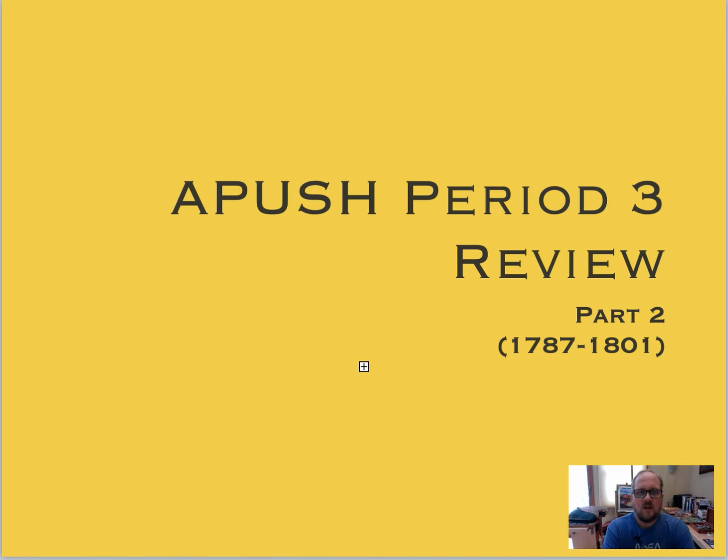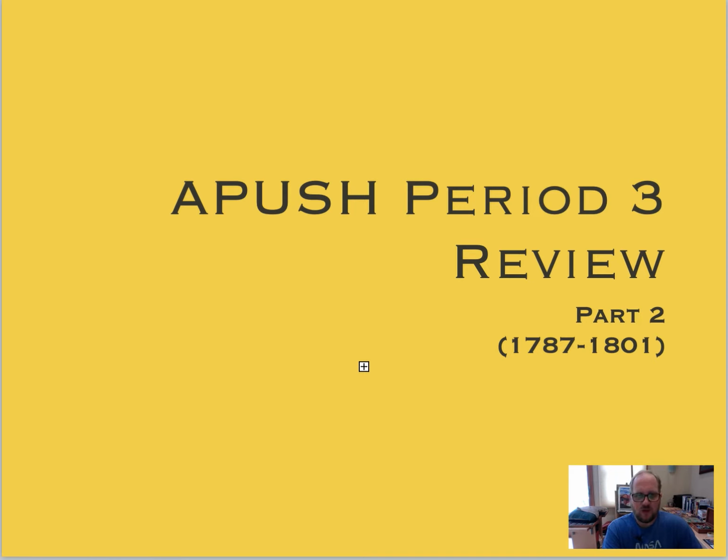Welcome everyone. We are going to be looking at AP US History, Period 3, Part 2, 1787 through 1801. This is going to piggyback on the last lecture that we did that took us through the Revolutionary War time period and into the Articles of Confederation. So this is going to be post-Constitution, pretty much.